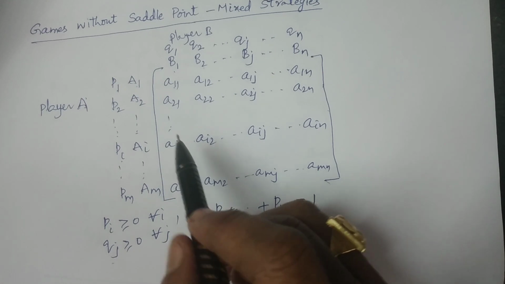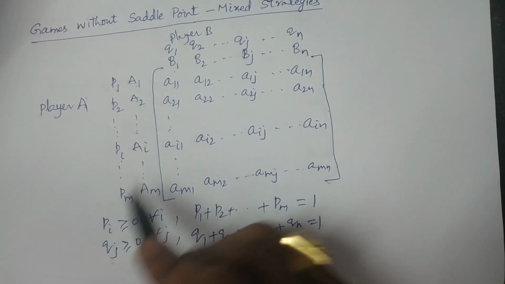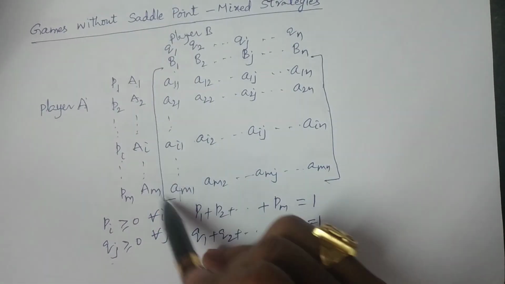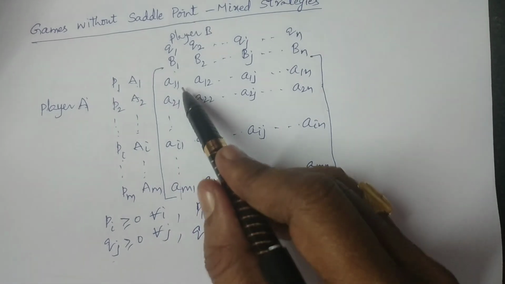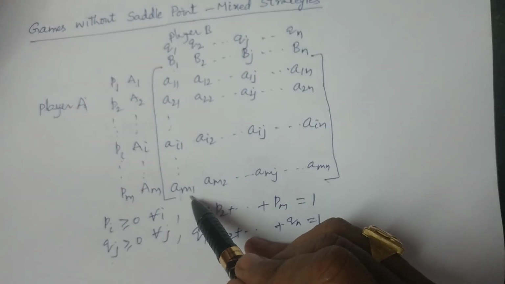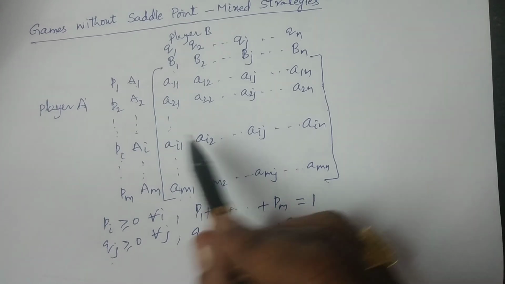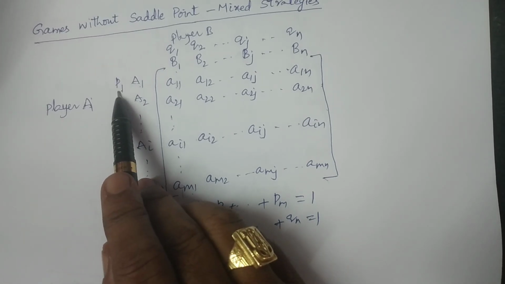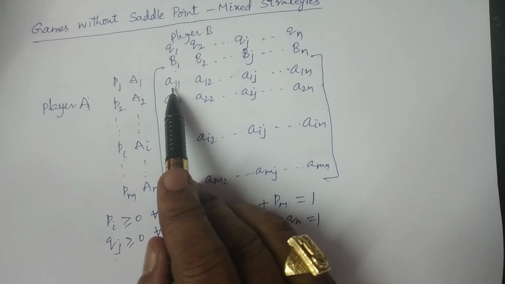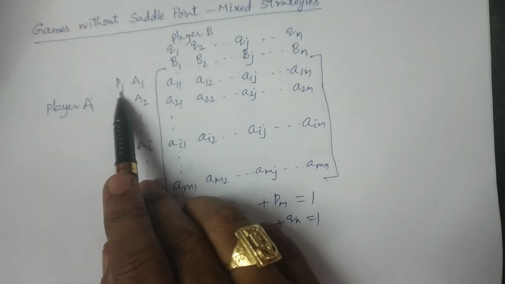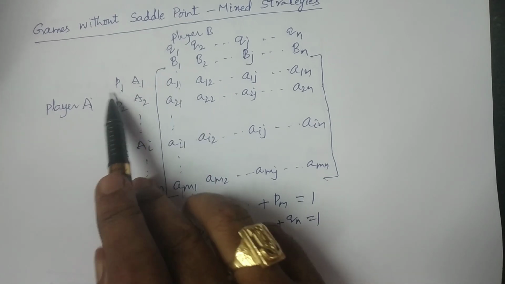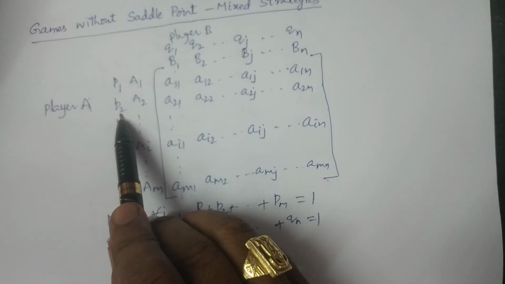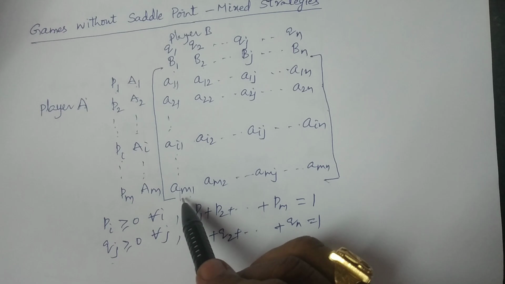So it is very easy. That is the reason why I have written these values here. You see here, these are the payoffs. If player B uses this particular strategy, these are the payoffs of player A. First column: A11, A21, AI1, AM1. Then with the combination of probabilities, if player A plays P1, the expected payoff is A11 into P1. It's a very simple probability and expectation concept. A21 into P2, plus and so on, plus AI1 into PI, plus and so on, AM1 into PM.